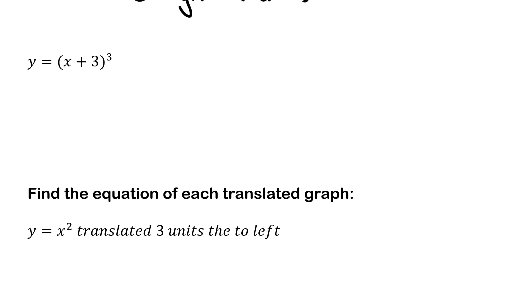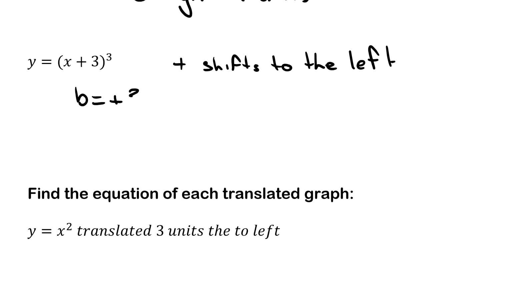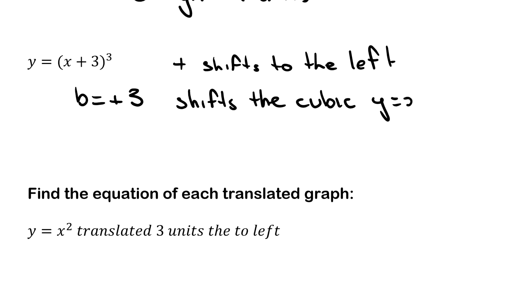If we look at the next one, remember positive shifts to the left. So b equals +3 and shifts the cubic function to the left 3 units.